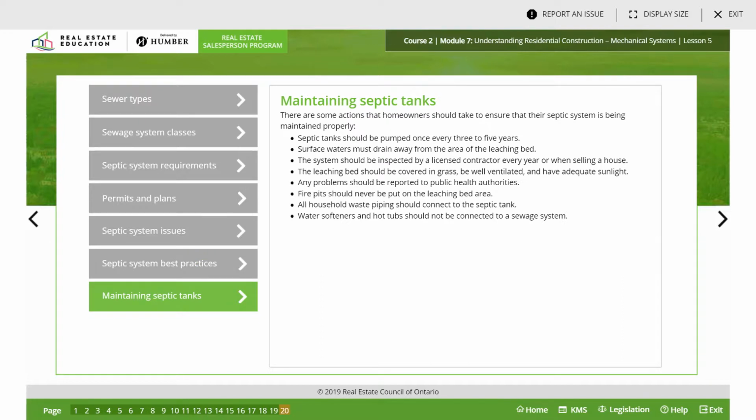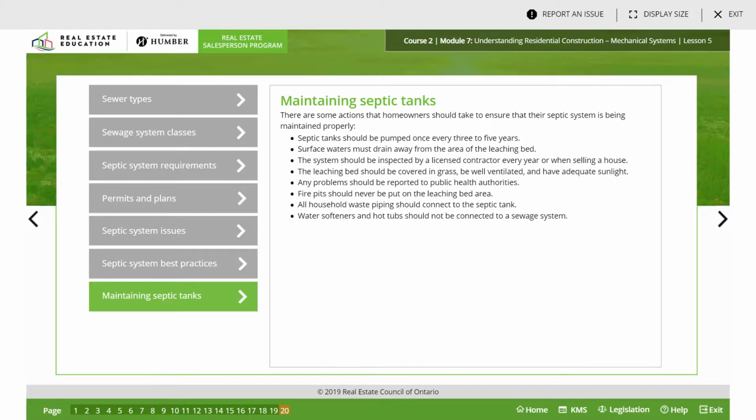Maintaining septic tanks. There are some actions that homeowners should take to ensure that their septic tank is being maintained properly. Septic tanks should be pumped every 3 to 5 years. Surface waters must drain away from the area of the leaching bed. The system should be inspected by a licensed contractor every year or when selling a house. The leaching bed should be covered in grass, be well ventilated, and have adequate sunlight. Any problems should be reported to public health authorities.